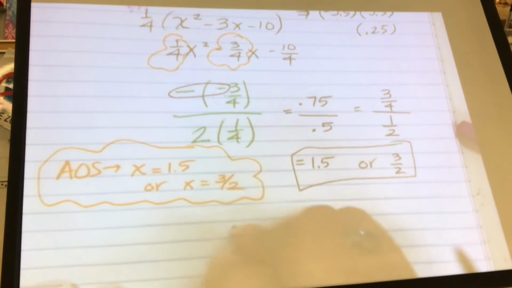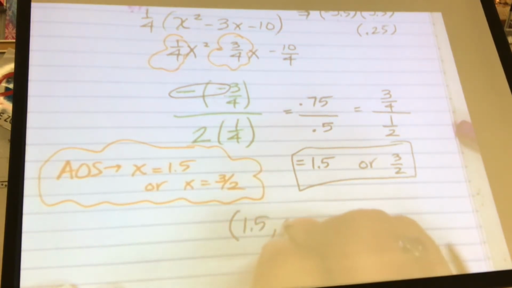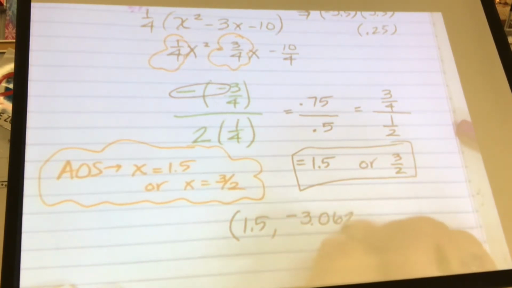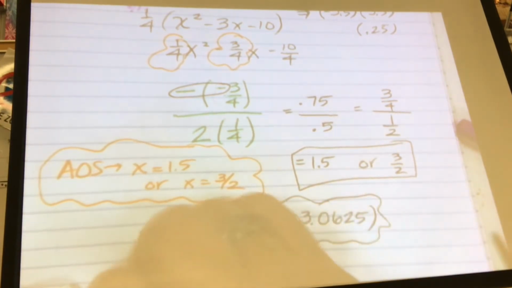Okay, let me write it down. Ready? Your vertex should be at 1.5, comma. Yes. And that is your vertex.